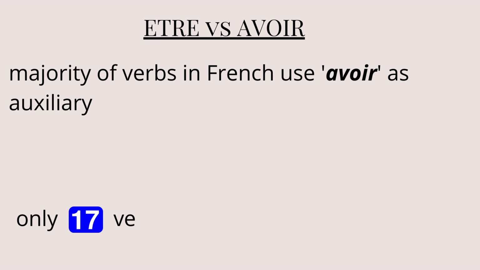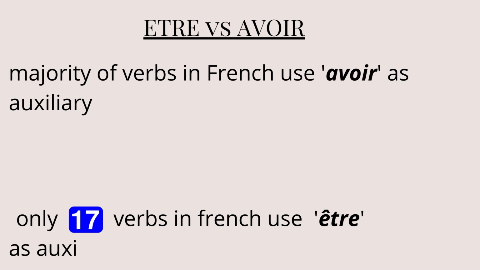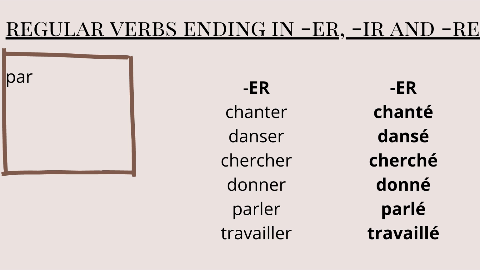Only 17 out of all the French verbs in the world are conjugated with être as the auxiliary. So in the next video, I will be talking about conjugating passé composé using the verb être. Don't worry, these 17 verbs are the only ones you conjugate using être as the auxiliary. So for today's focus, we're just tackling the avoir verb as auxiliary. We have regular verbs and irregular verbs using avoir as the auxiliary.